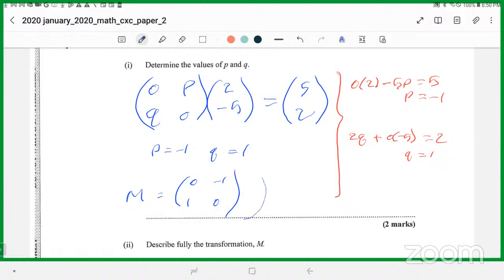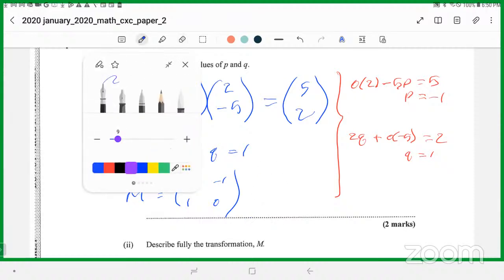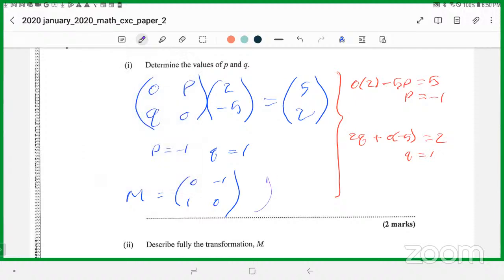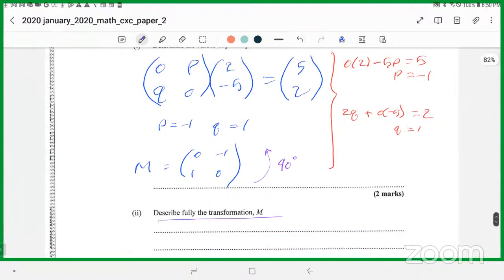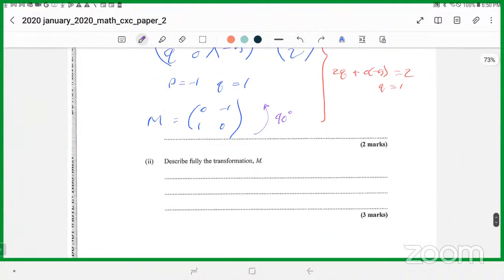That is the anticlockwise 90-degree rotation matrix. When you know the matrices, the questions become a lot easier: 90 degrees anticlockwise rotation about the origin. It's easier to describe fully when you just know them. Don't waste a lot of time. It's 3 marks to describe it, so get these 3 marks easily by just knowing the matrix. You don't have to go figuring it out.